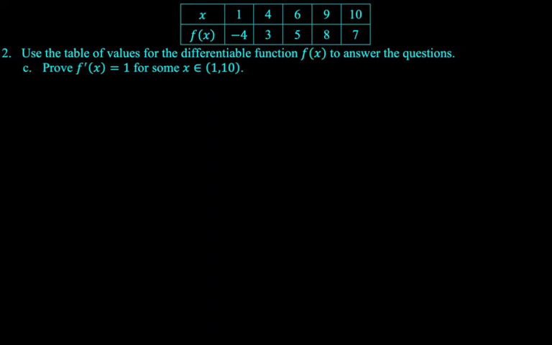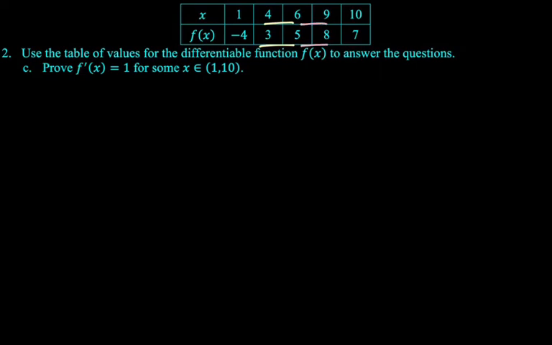So if you look at the table, from 1 to 4, you go up 7 and over 3. That's not it. From 4 to 6, the change in y is 2, the change in x is 2, so that would work. And then also from 6 to 9, the change in y is 3, the change in x is 3. So that interval would also work. Either of those is going to work for you.